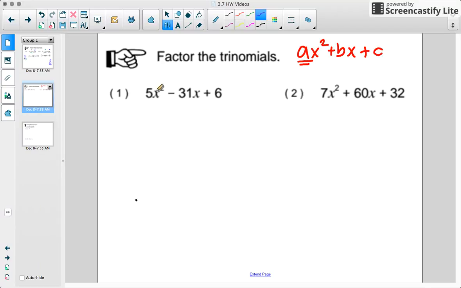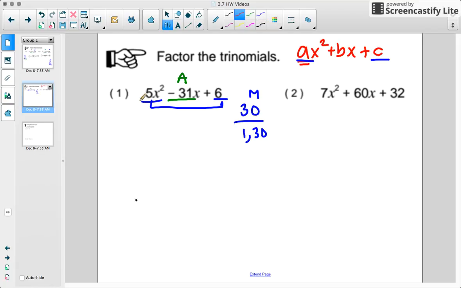So the first thing you can do is multiply the a and the c values. So I'm going to multiply 5 times 6, so that's 30. And then I'm going to think about which two numbers will multiply to give me 30 and add to give me negative 31. So I already see it. I know it's going to be 1 and 30 somehow.